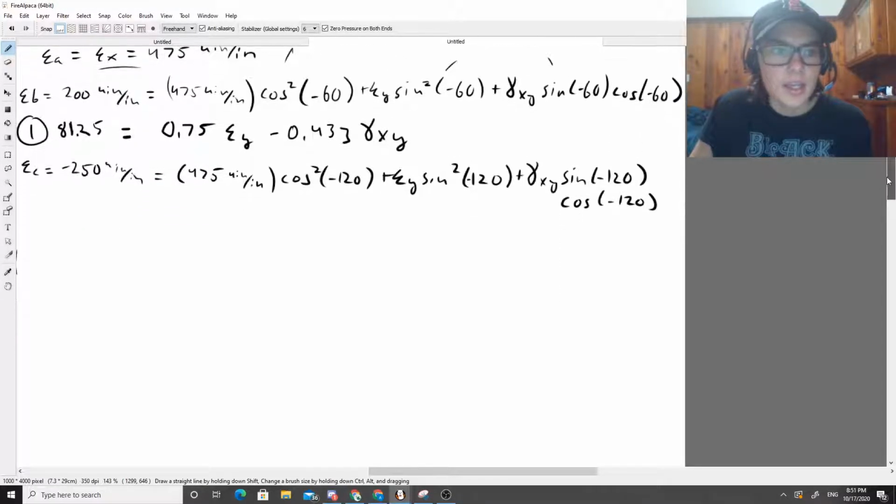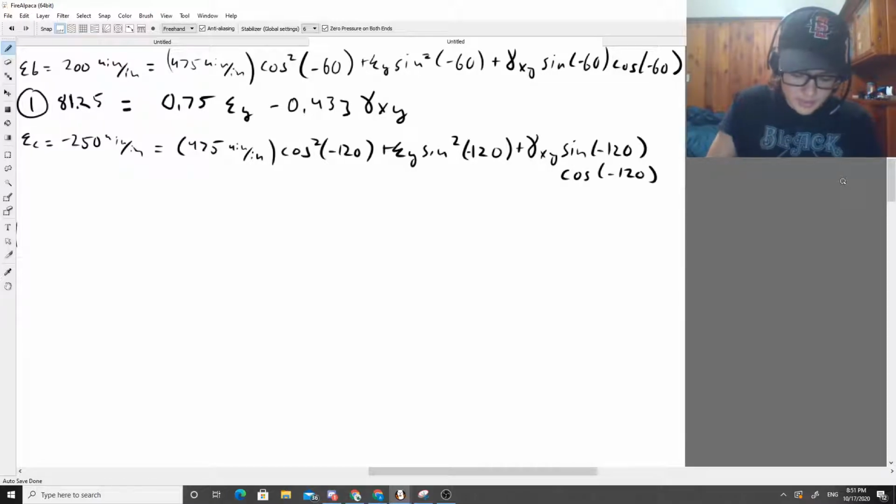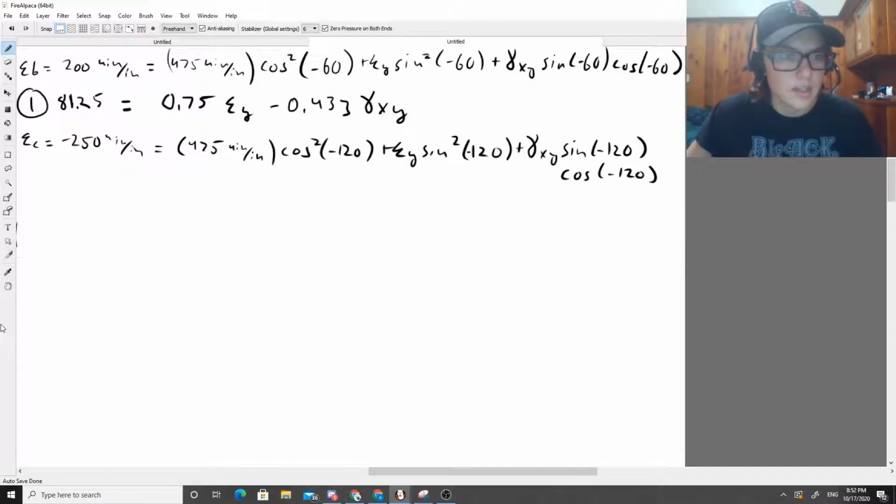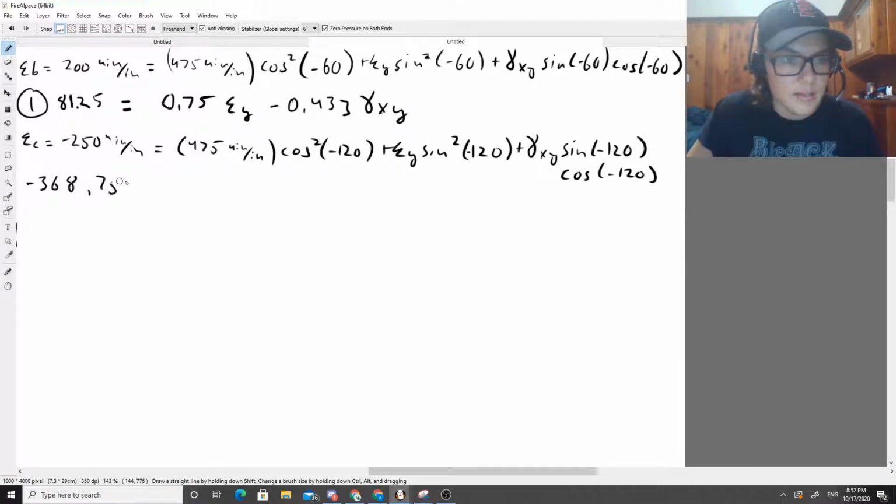Okay. And we just simplify again. So we have negative 120 cosine squared is equal to 0.25 times 475. Oops, I have to do that again. 475 times 0.25 is equal to 118.75. And we'll flip that onto the other side of the equation. And that's going to be negative 368.75 micro inches per inch. And that's going to be equal to the strain at y.